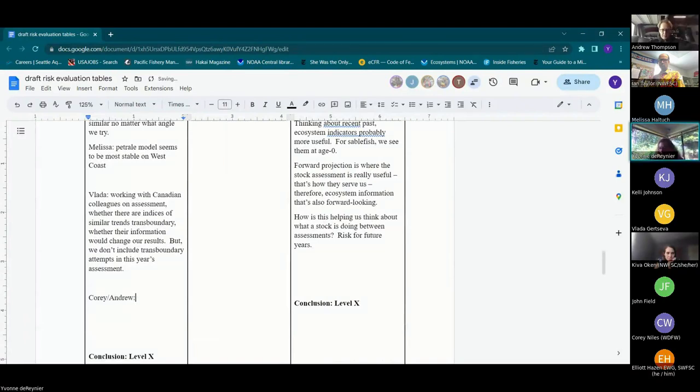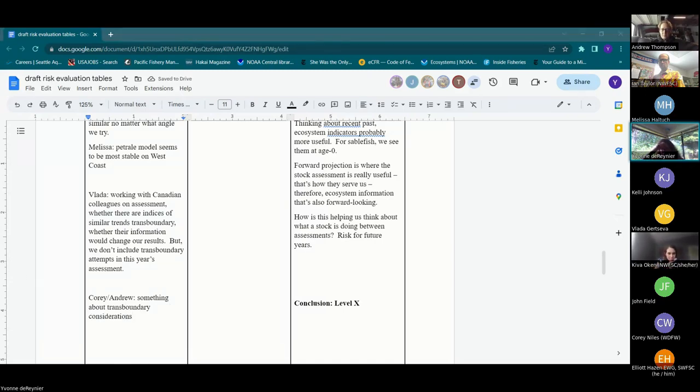Okay, I'm going to ask the EWG to put a bookmark on that transboundary question and maybe think about, is the risk evaluation table the right place for that? Is the right place for that the species selection criteria table? Sort of where in the process do we think about these transboundary questions?